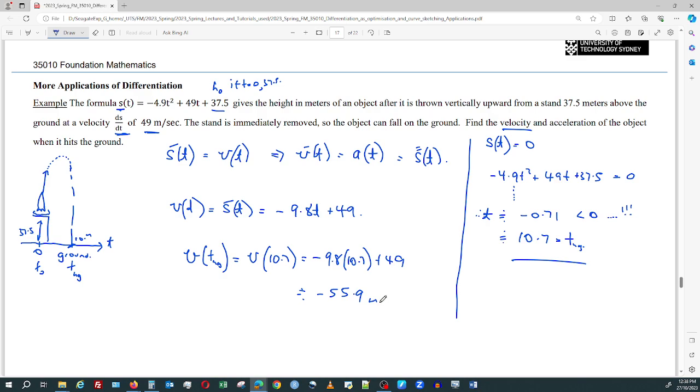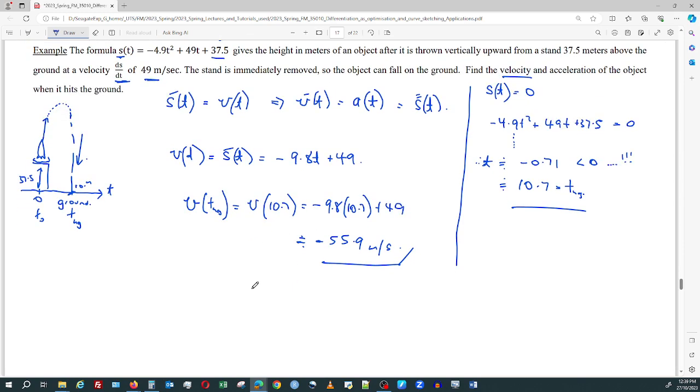Whoa, that's very, very fast. Why is it negative? Because it's going down. The velocity is that way, so it's on the right-hand part of the curve. If it was over here somewhere, it'd be positive, but it's not. Wow, 55.9. So that's one part that we're interested in.